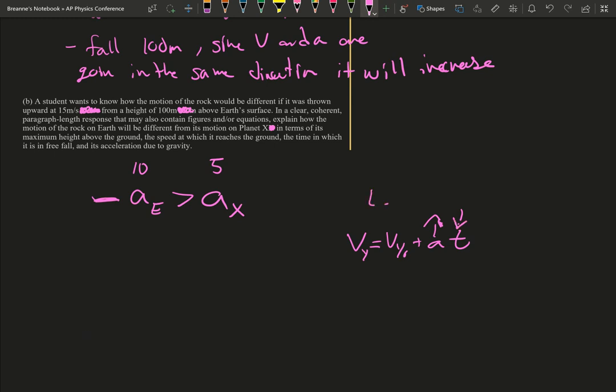And this is on Earth. So honestly, the time it takes for an object to fall on Earth is going to be less than the time it takes on planet X. You can mathematically look at it here, or you can just say that the acceleration is greater, so it's going to fall faster, and so it's going to take less time to actually hit the ground. So you can say something like that.